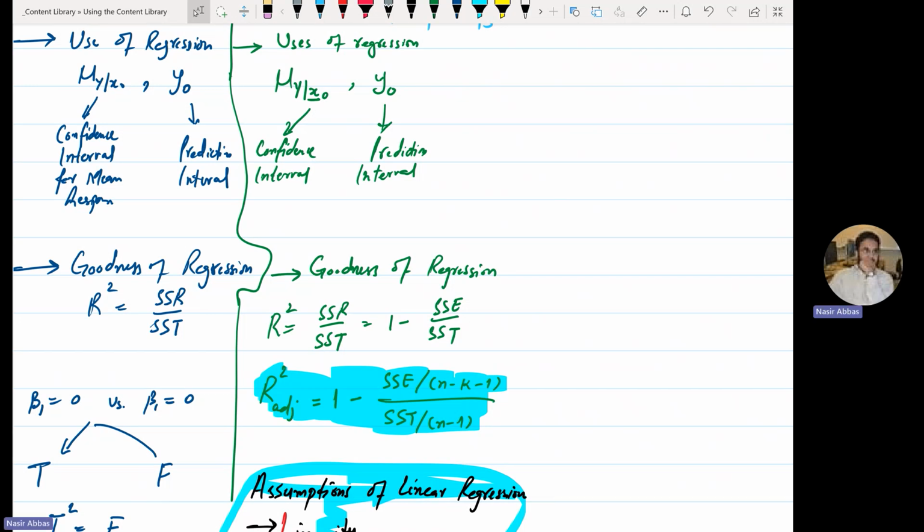What did we do in chapter 11? We use the regression line. For what? Number one, for estimating the mean of y when x is x naught. Number two, for predicting the value of y when x is x naught. We'll do the same. We'll try to estimate the mean of y when x1 is x1 naught, x2 is x2 naught, x3 is x3 naught, x4 is x4 naught, x5 is x5 naught. And also we'll try to do the prediction of a single value of y when x1 is x1 naught, x2 is x2 naught, and so on, right?